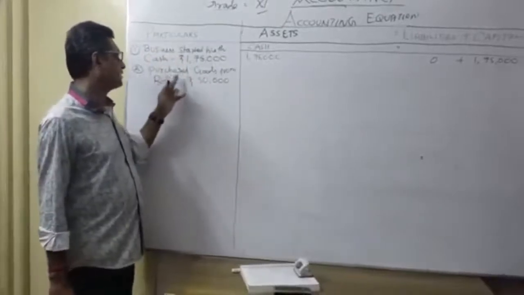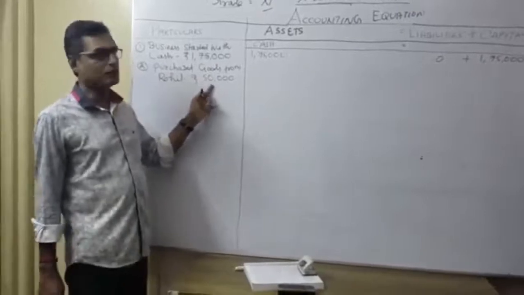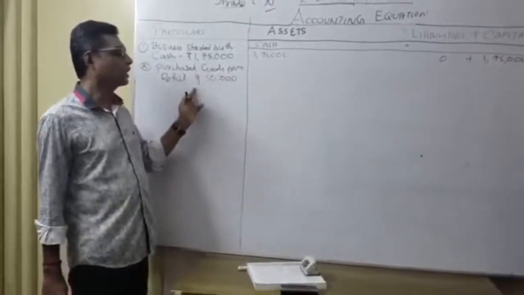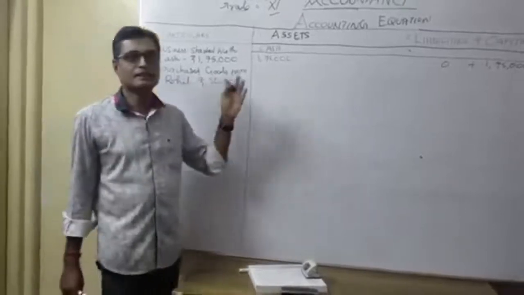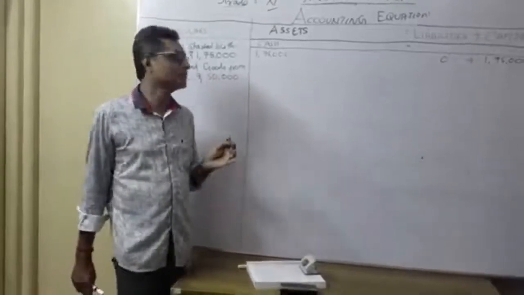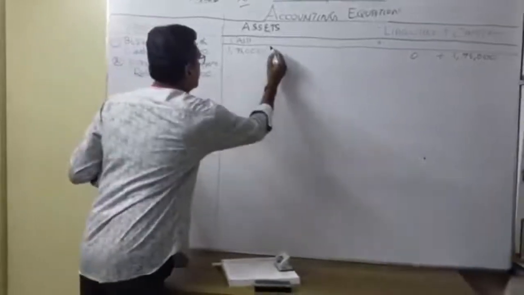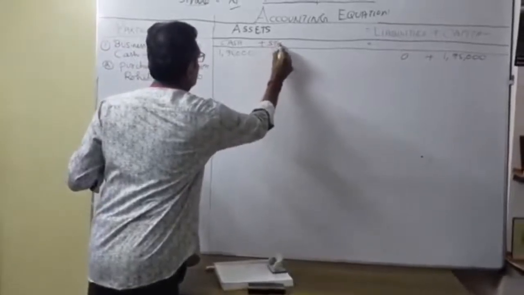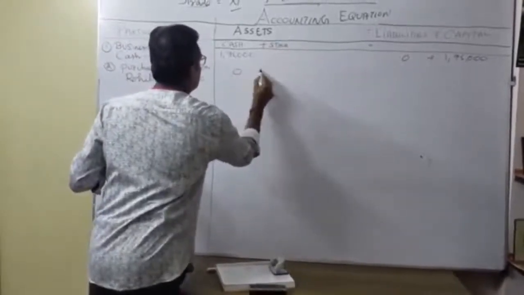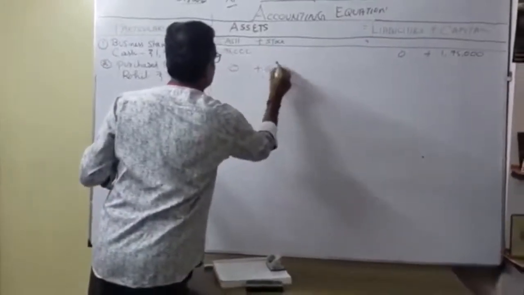So, purchase of goods from whom? Rohit, 50,000. That means we bought goods on credit basis, not cash basis. That is what is implied here. So how to write it? As a purchase of goods, you want to put plus under stock. So 0 plus how much? 50,000. Here also I am putting 0.